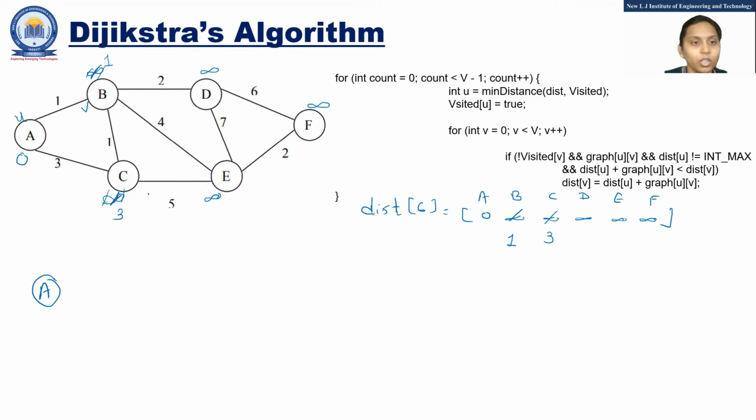Fine. Now check. Is there any other way you can reach? Yes. Check 0 to B is 1 and B to C is 1. So total is 2. But here it is saying 3. So it is the minimum distance. So you also have to modify this with the value 2. Update the value 2.